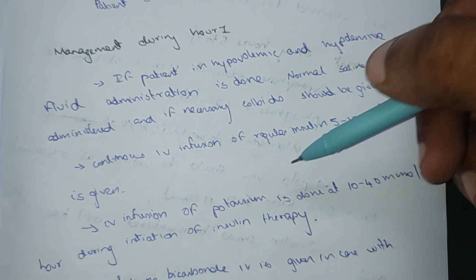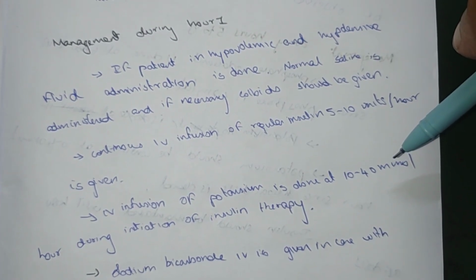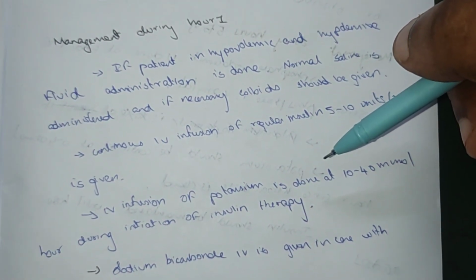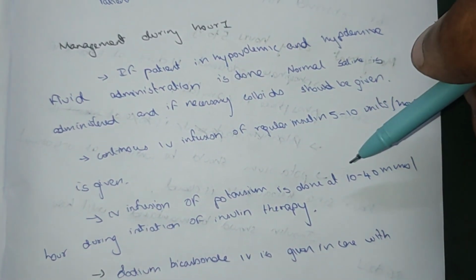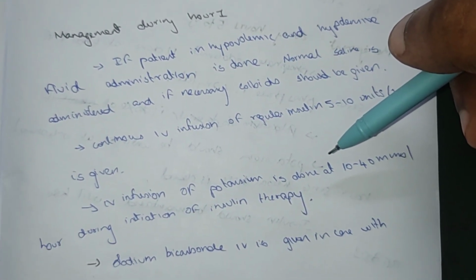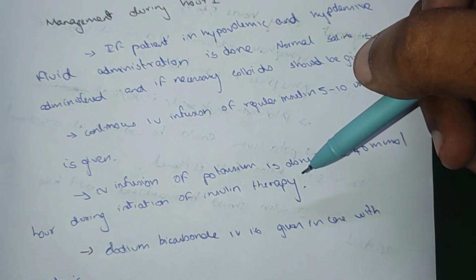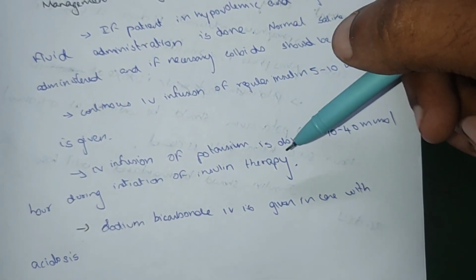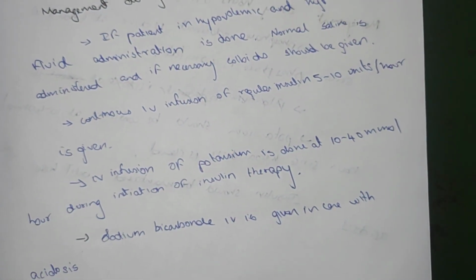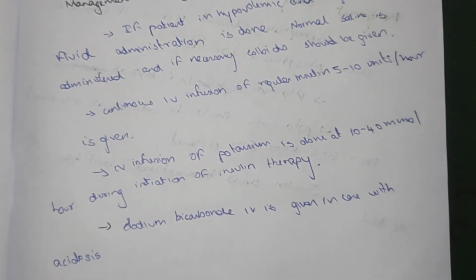As well as IV infusion of potassium at 10 to 40 milliosmol per hour during the initiation of insulin therapy. When starting insulin therapy, we should provide the potassium infusion also. Sodium bicarbonate is given IV to take care of the acidosis, due to the diabetic ketoacidosis.